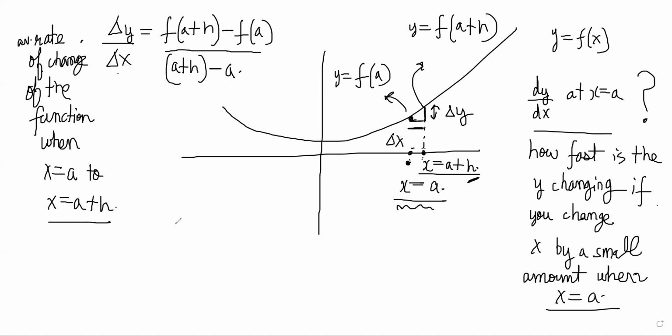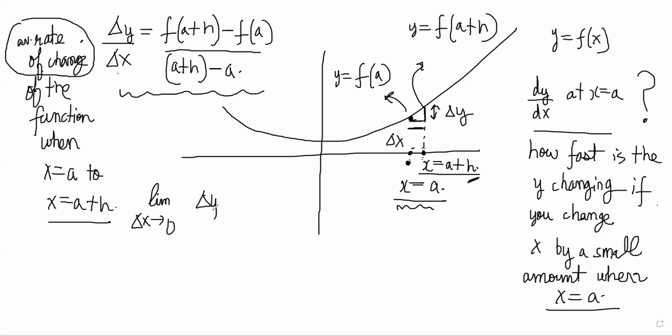Are you understanding what I'm saying? Yes, sir. This ratio is telling us how much the function is changing, the average rate of change of the function, if you change the x value from a to a plus h, right? But that is an average rate of change. What I want is an instantaneous rate of change, right? So what I have to do is take the limit as delta x tends to 0 in this expression, right? Delta x is simply h, so we can say limit of h tends to 0.